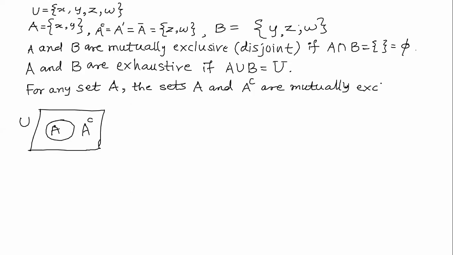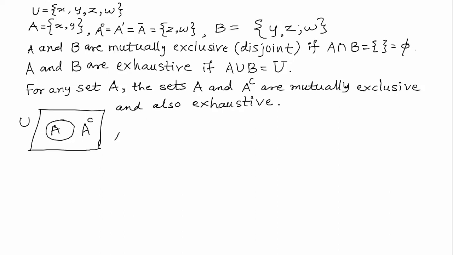Mutually exclusive means those cannot have any element in common. The next thing is that A union A complement is equal to the universal set, so they are also exhaustive. So this is a nice example. For the given universal set, we can define any set A, and then the sets A and A complement are mutually exclusive as well as exhaustive.